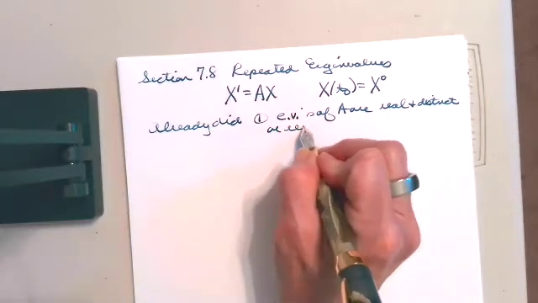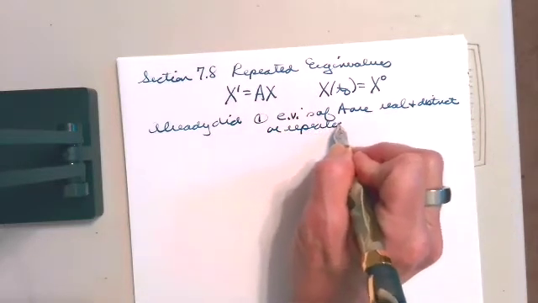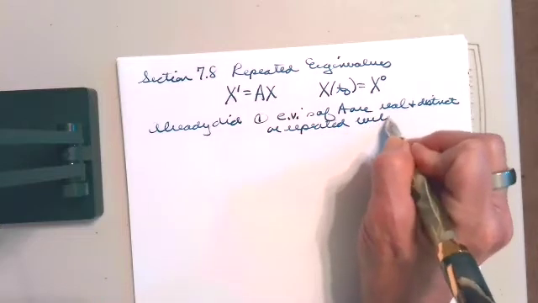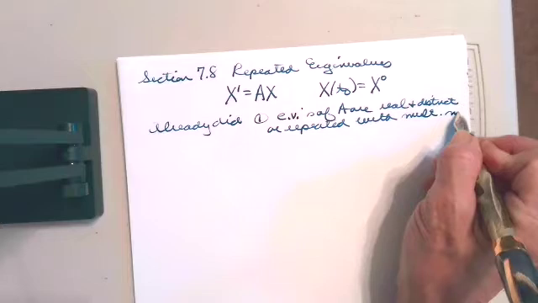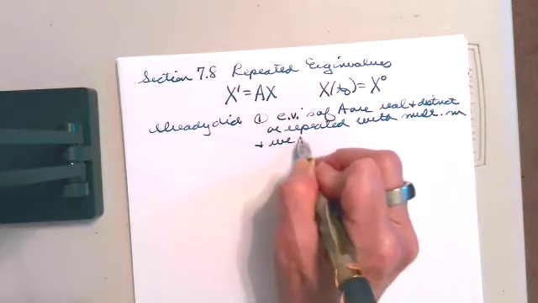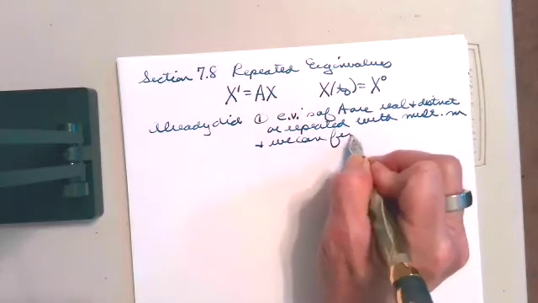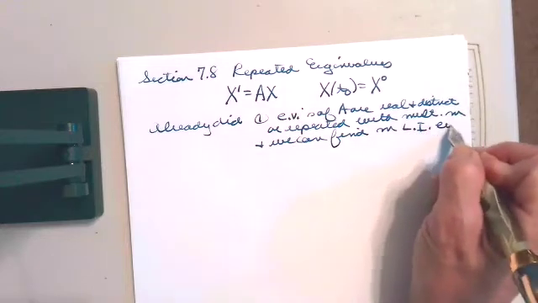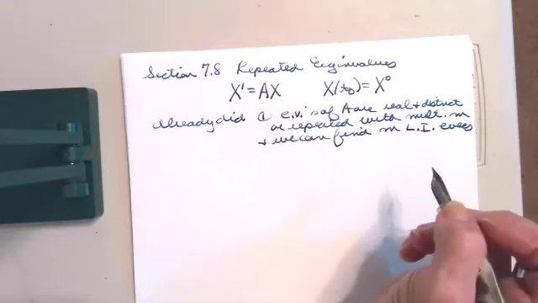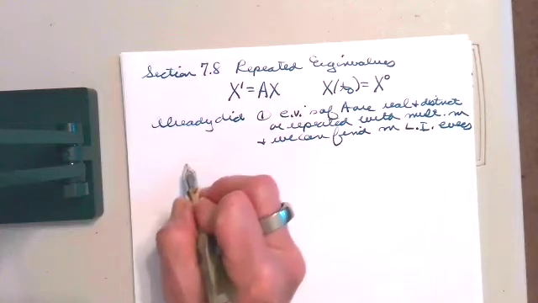Or repeated with multiplicity m, and we can find m linearly independent eigenvectors. Okay, so that was one case that we studied. That was the first case that we studied.